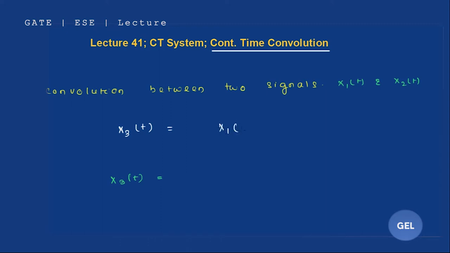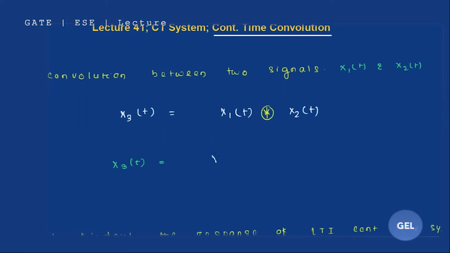look here carefully, x1(t) convolution x2(t). This is your convolution operator, and the convolution of these two signals is your x3(t). Now how do we find the convolution? x1(tau) into x2(t minus tau) d tau, the integration from minus infinity to infinity.